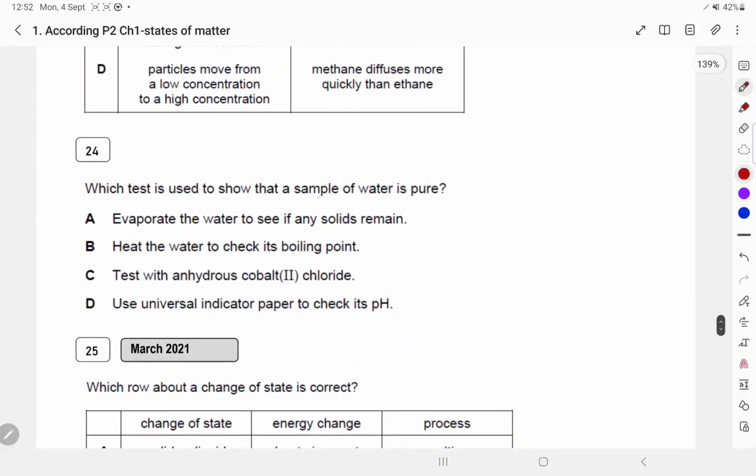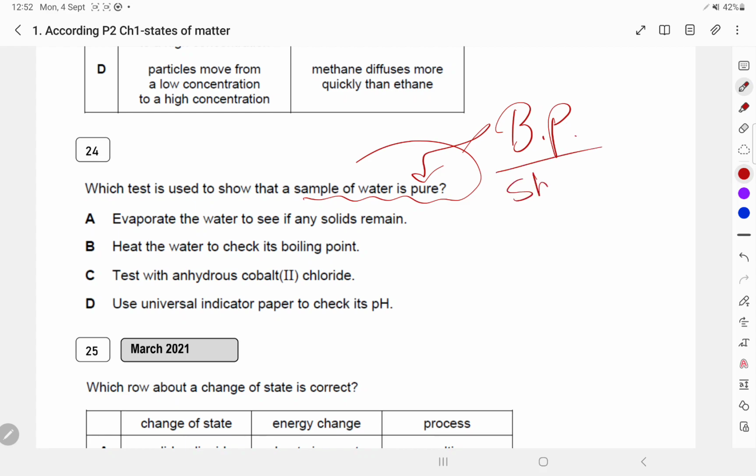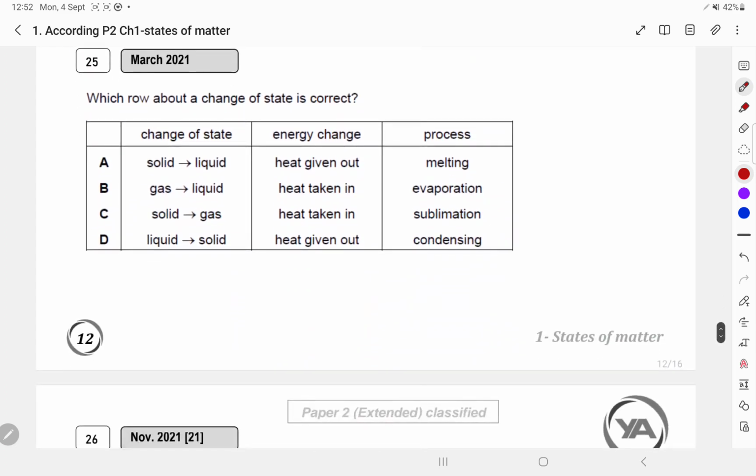Which test is used to show that the sample of water is pure? Actually, the purity of any liquid is known by measuring its boiling point. If the boiling point is sharp, a fixed specific temperature, this means that it is pure. If it boils over a range of temperatures, it is impure. So to check the purity of a liquid, we have to measure its boiling point. If you want to check the purity of a solid, you have to measure its melting point. So we will heat the water to check its boiling point. The answer is B.